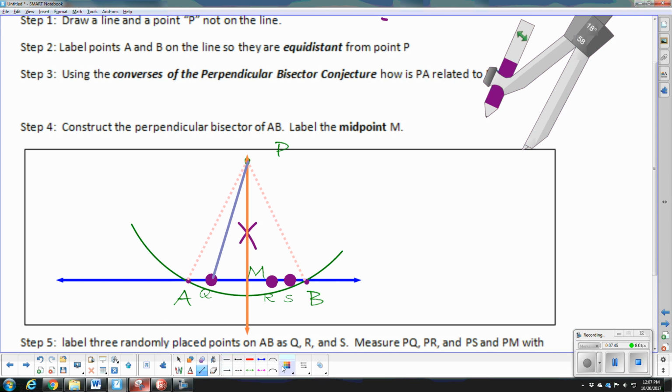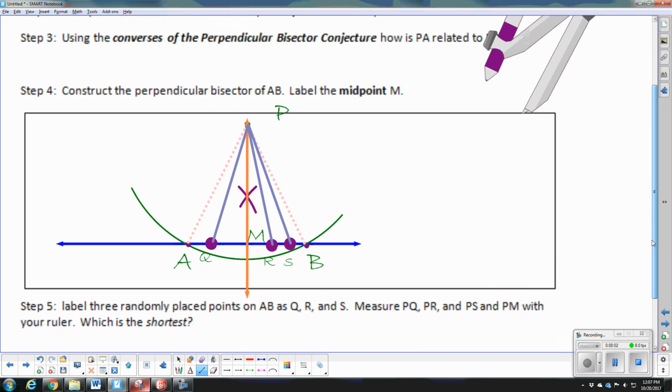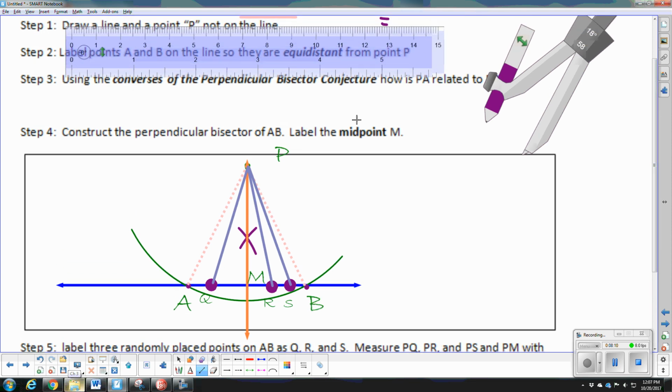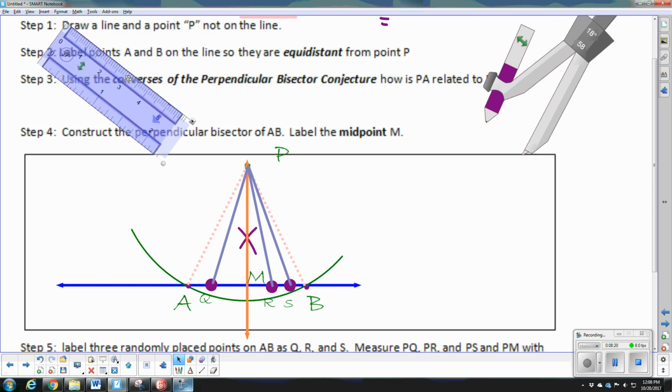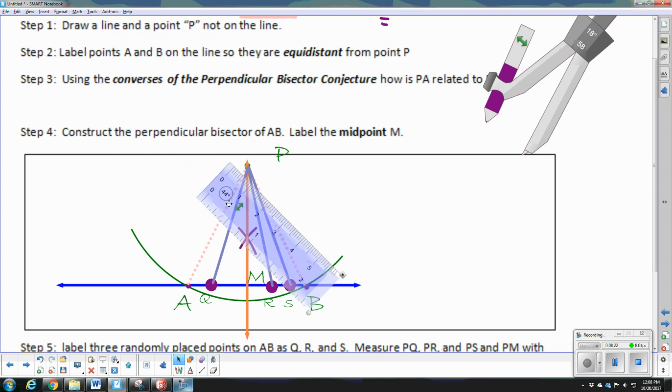So PQ, we're going to measure PR, and we're going to measure PS, and we're going to measure PM. And we want to see which one is the shortest. So take out your ruler. I'm going to use centimeters, but you can use inches or centimeters, whichever is more appropriate for your diagram.